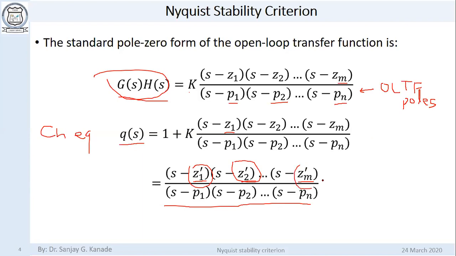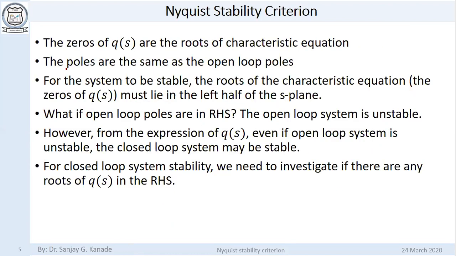Am I right? How do you define a closed loop pole? A closed loop pole is the root of the characteristic equation. Means what is the root of the characteristic equation? The roots of the characteristic equation means the value of S which will make the characteristic equation equal to 0. How will this Q(S) become 0? Q(S) will become 0 if S is equal to Z1 dash or Z2 dash or Zm dash. Means the zeros of Q(S) are the poles of the closed loop transfer function. Okay, you getting this point?